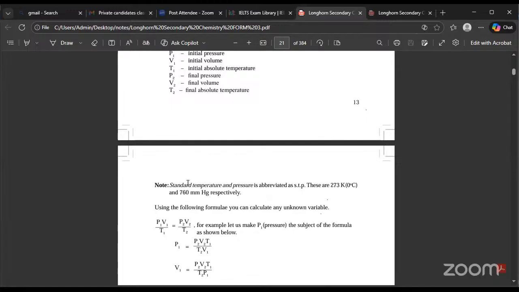So with STP, we are talking about the standard temperature. The standard temperature, the 273 Kelvin, or what you call 0 degrees Celsius. Then the standard pressure. So if they tell you to calculate the volume at STP, that means you already have the temperature and you already have the pressure.